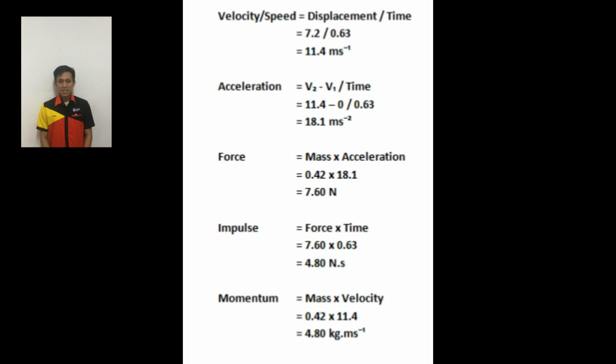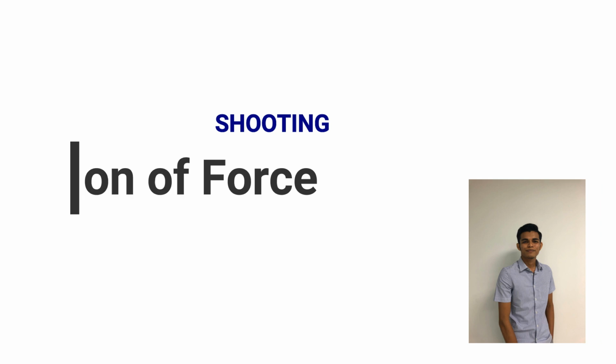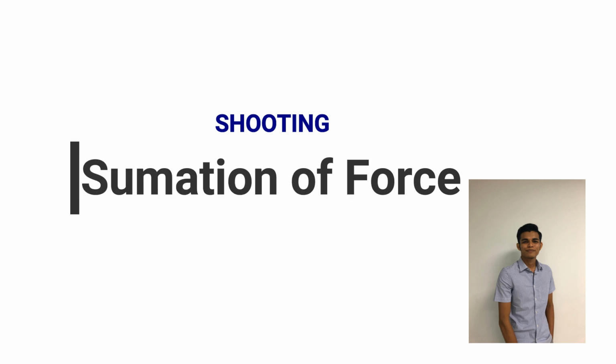The force of the penalty shooting is 7.60 Newton. Based on the impulse momentum theorem, impulse is the same as momentum, which is 4.80 Newton second. Next, summation of force for both shootings in handball. Force is gained from a large angle of the shoulder. A larger shoulder angle can produce greater force.